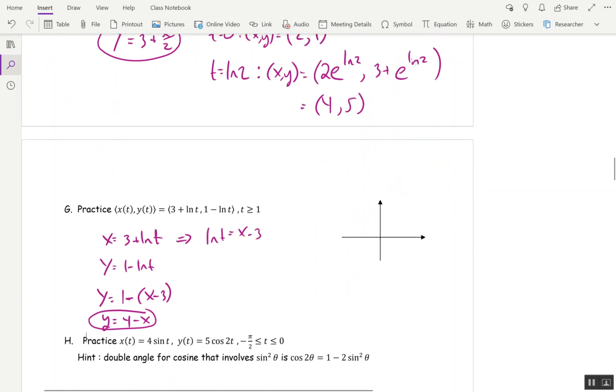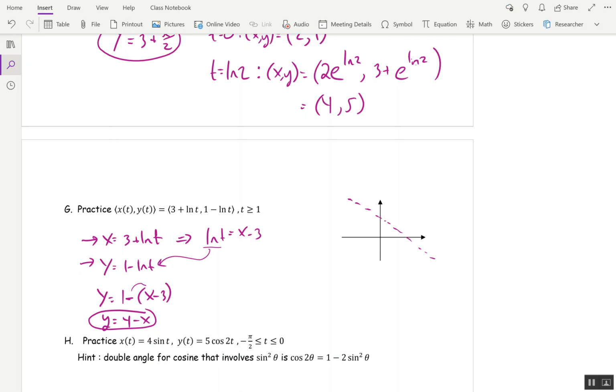All right, I'm back. We've got two equations, x and y. I decided to solve the first equation, not for t, but just for ln t. ln t is x minus 3, and then I see I can just plug that into the second equation. In place of ln t, I put x minus 3. You need parentheses because you have to distribute that minus. So we get, again, a line, y equals 4 minus x. So that's a line with slope -1 that goes through 4 on the y-axis.